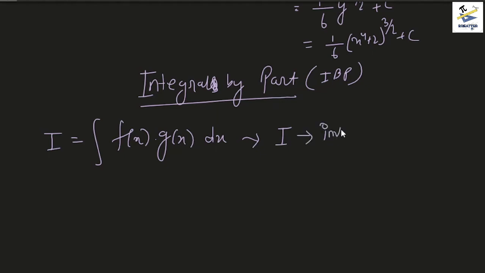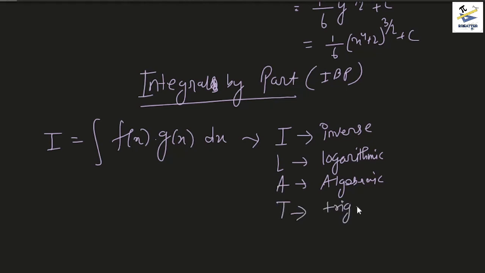I for inverse functions, L for logarithmic functions, A for algebraic functions. Algebraic functions means functions of polynomials like x cube, x to the power 4 plus 2, and something like that. Logarithmic is involving log, inverse is involving sine inverse x, cos inverse x, tan inverse x, like that. So the inverse trigonometric functions. T is for trigonometric, and E is for exponential.